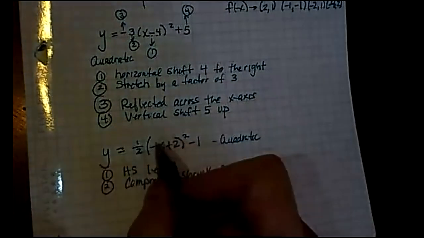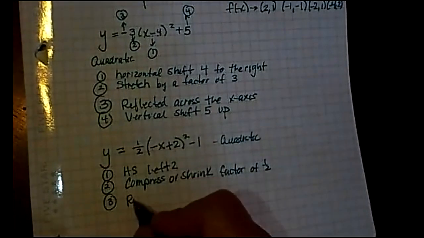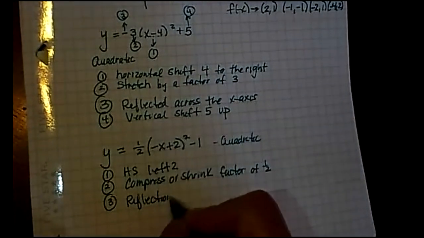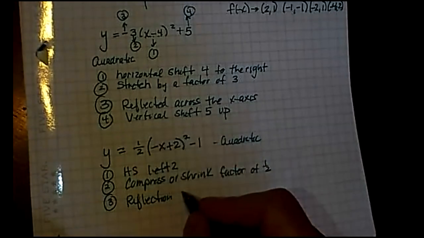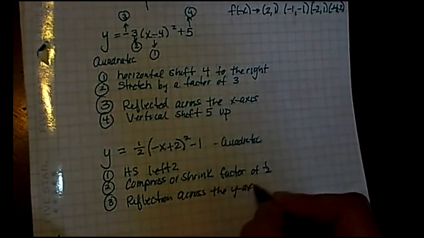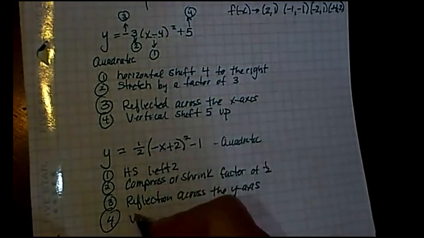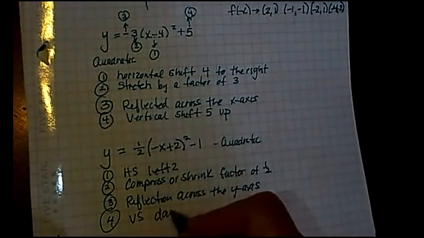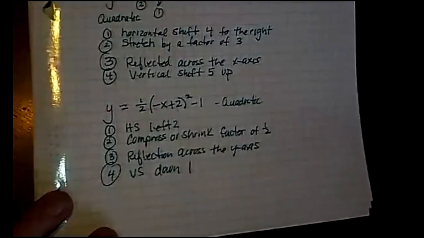Okay. So what does this tell us right here? This is a reflection over the y. Out here is the x, inside is reflection across the y-axis. And then down right here, we have a vertical shift down 1. Vertical shift down 1.